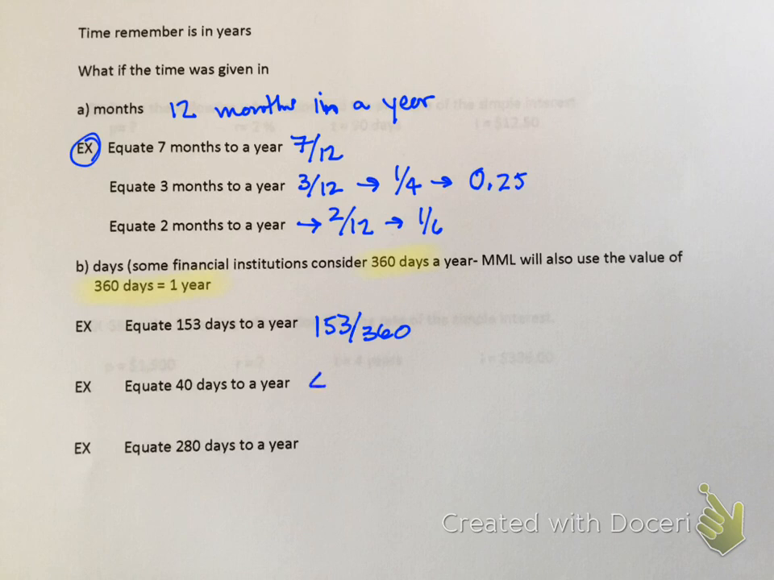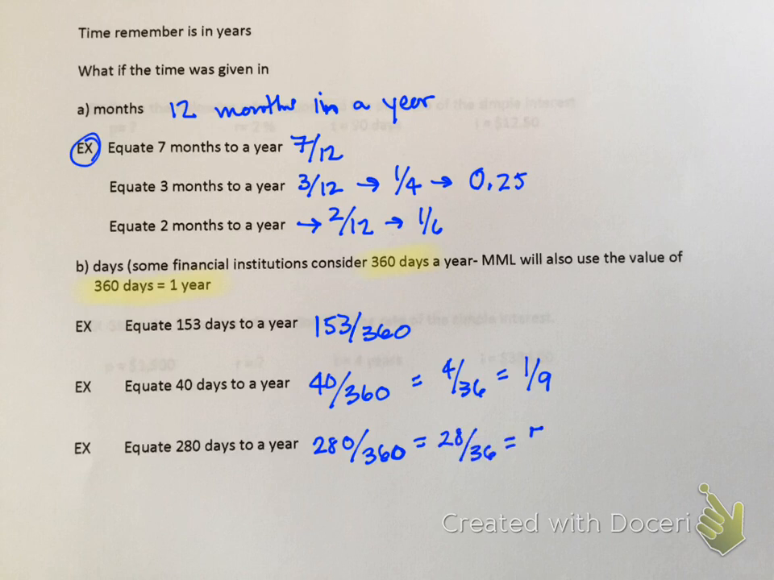Equate 40 days to a year. So I have 40 over 360. I'm going to reduce that down to 40 over 36, which reduces down to 1 over 9. Equate 280 days to a year. 280 over 360. And by the way, you can use this value here if you don't want to reduce it down. It's okay. I just do it because I think the numbers are easier. But this would reduce down to 28 over 36, which further reduces to 7 over 9. Because if I divide 28 by 4, I get 7. And if I divide 36 by 4, I get 9.